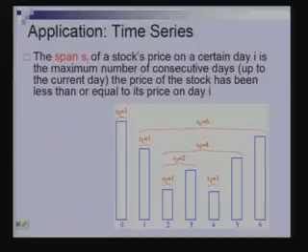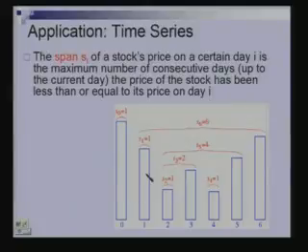We have the daily stock prices of, let us say, a particular stock. So, I give you the price on day 0, the price on day 1, the price on day 2, 3, 4, 5, 6, and so on. The span S sub I of a stock price on day I is defined as the maximum number of consecutive days that the price of this stock has been less than or equal to its price on day I.